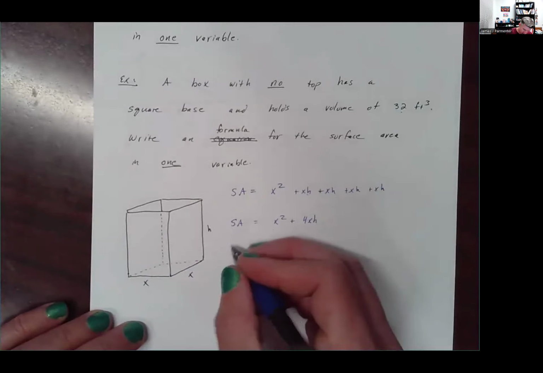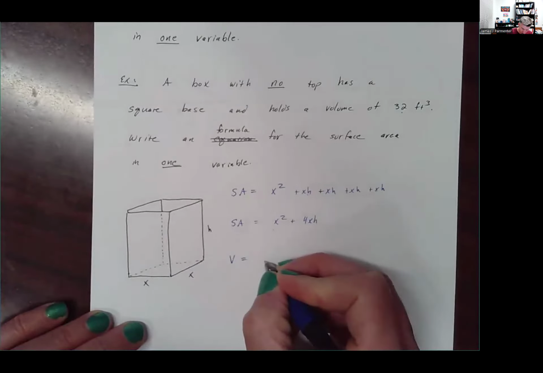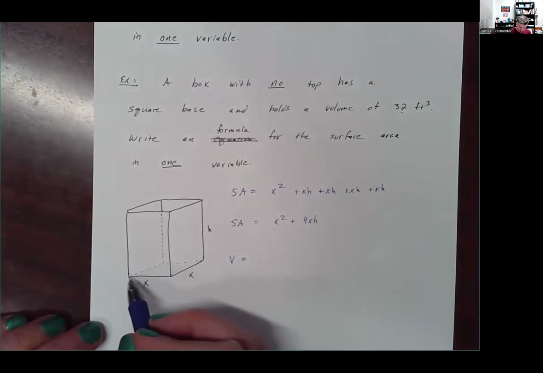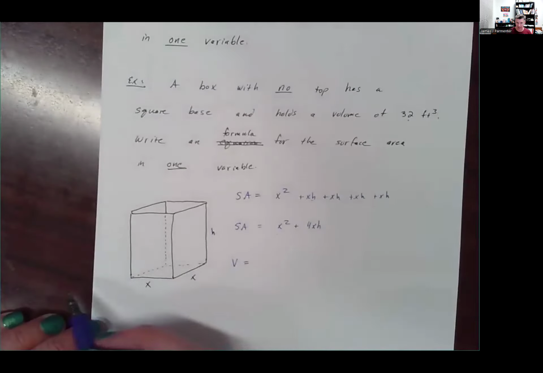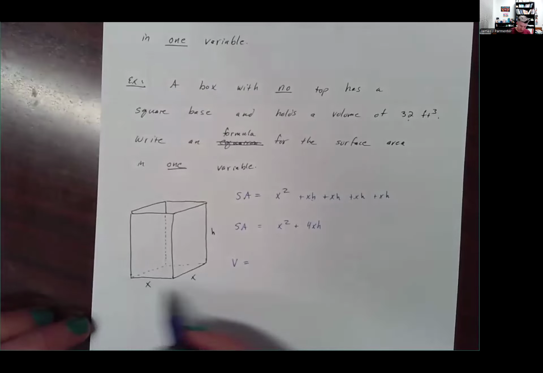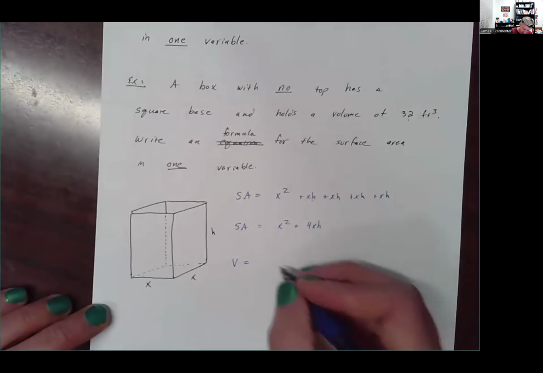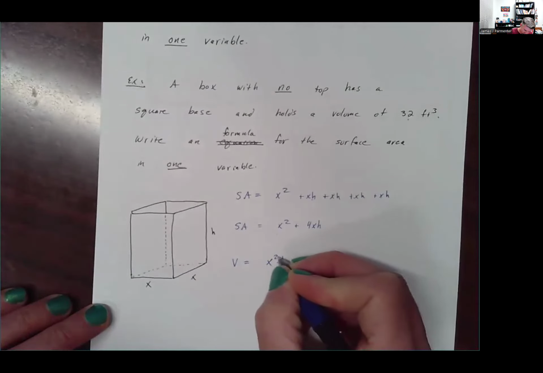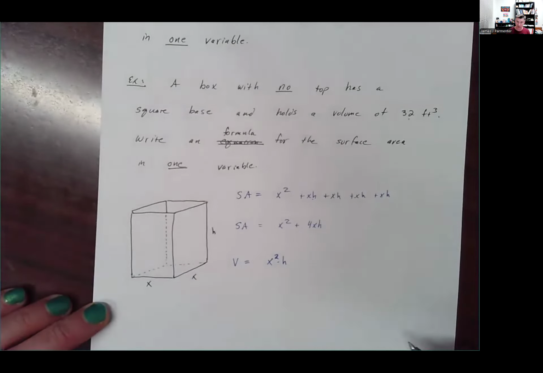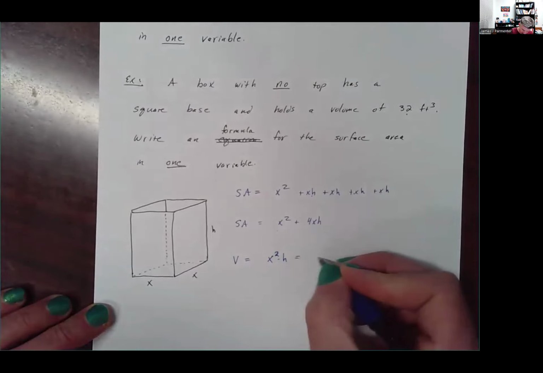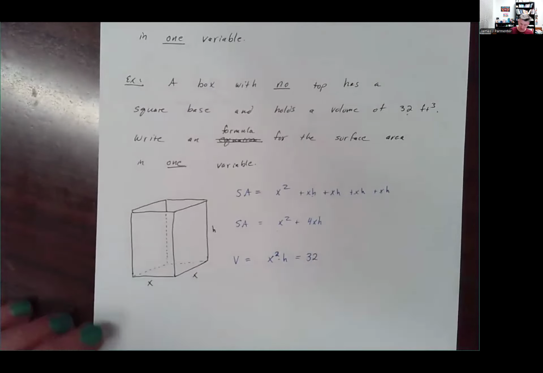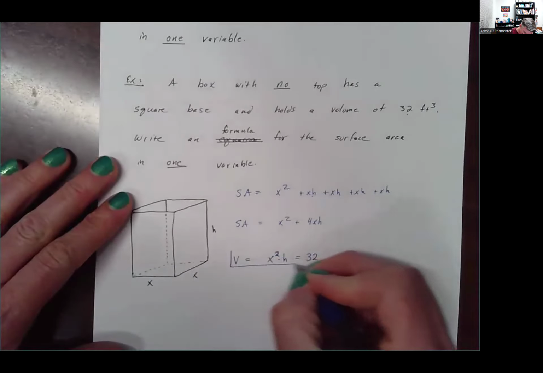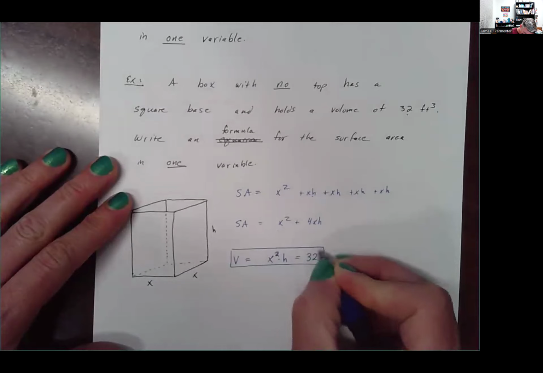So we're going to say that the volume is equal to, well, we know an equation for volume. The equation for the volume of a box is base times width times height, or length times, whatever you want to call them. It's one dimension times another dimension times a third dimension. So our volume is x times x times h, or x squared times h. But we are told, or we are constrained by the fact that the volume has to be equal to 32 cubic feet.